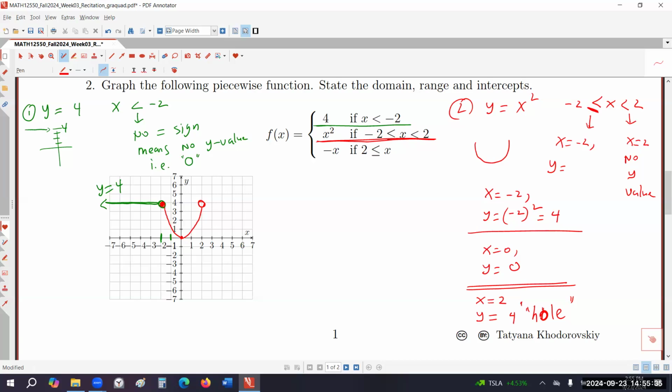Okay, now comes our third portion. Let's pick blue. The third portion of the graph is the last one. Y equals negative x for x bigger than or equal to... Y equals negative x. What's the shape of the function?